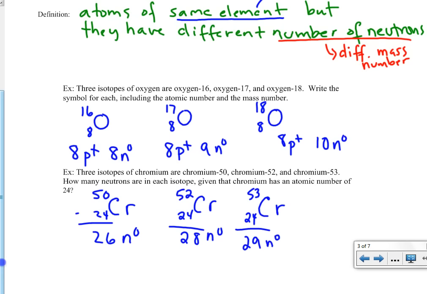So all chromium, all because they have the same atomic number, but they have different numbers of neutrons.